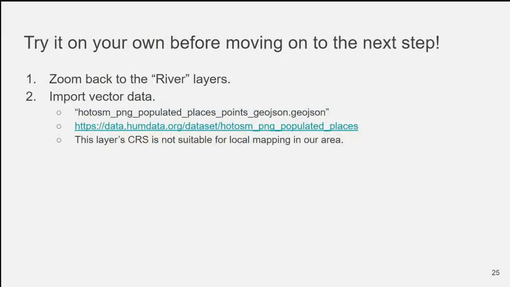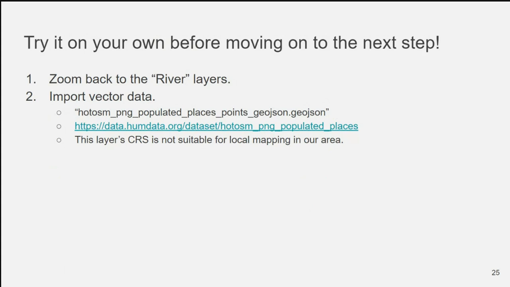Next, we want to reproject layers of the populated places in PNG. But before that, I want you to try some functionalities in QGIS that you have learned. First, zoom back to the rivers layer. Second, import the vector layer called populated places. This layer was downloaded from a UN webpage that shows cities, towns, and villages in PNG.